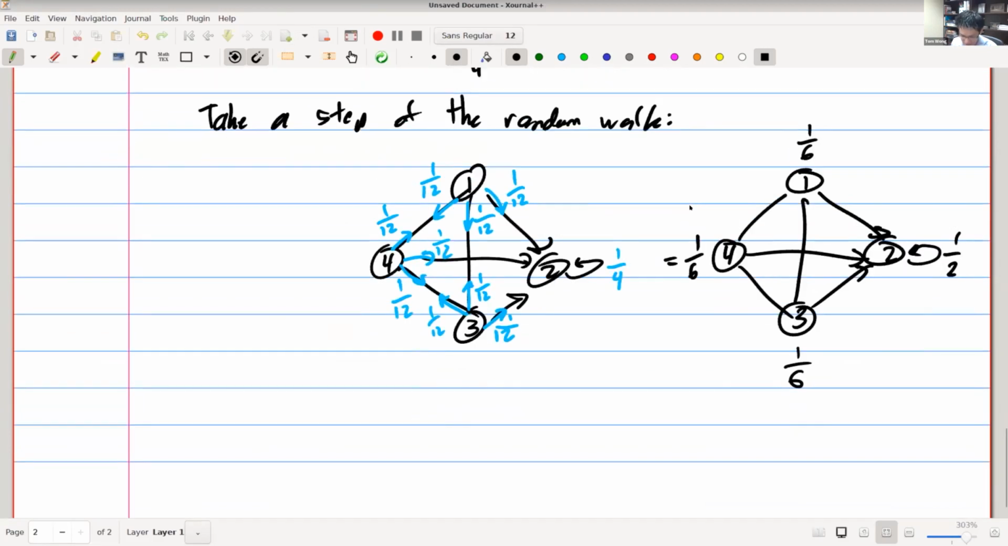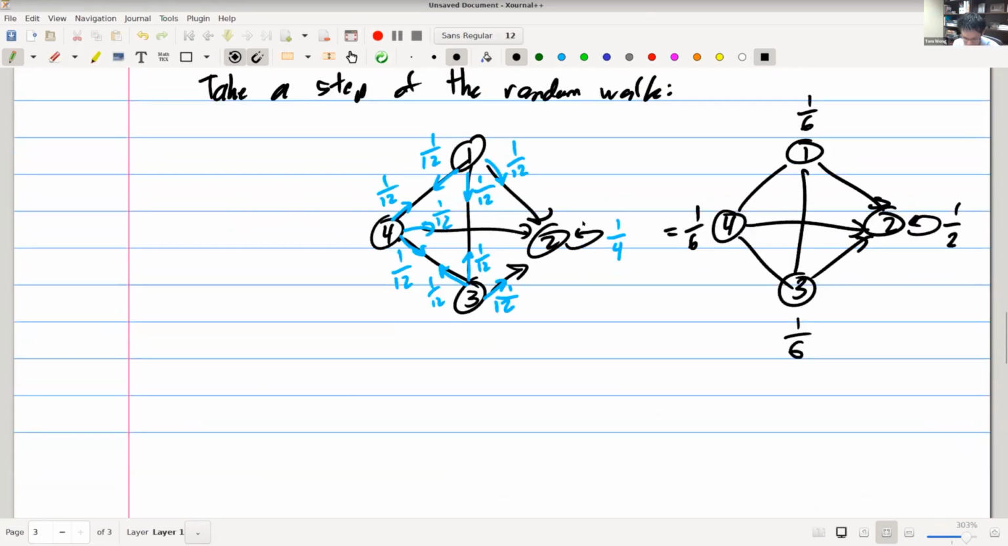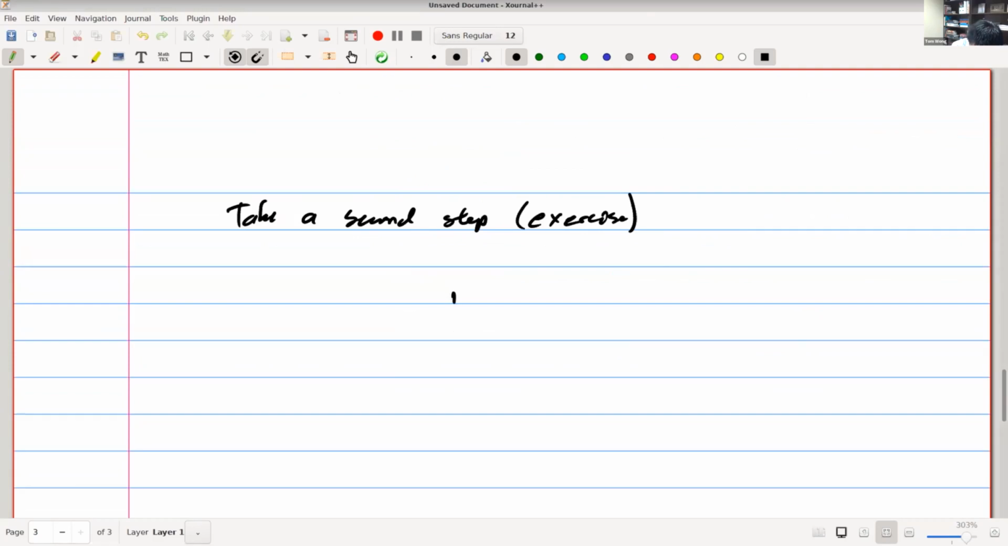If you take another step of the random walk, now 1/3 of 1/6 would jump in each direction. So that would be 1/18 in each direction, and 1/18 and 1/18 in all of these directions. And so the probability at vertex 2 would be a half plus 1/18 three times, and so forth. Let me just sketch what you would get on a new page. So take a second step, and I'll leave this as an exercise for you to break up like this. But the end result is the following.